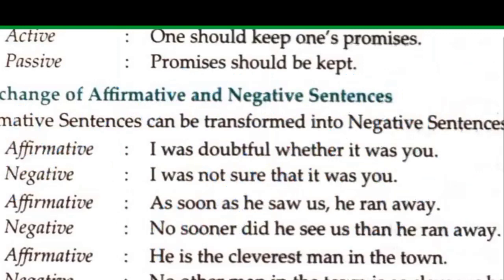Not, then the opposite adjective. Got it? Opposite adjective. Now you see that I was doubtful. What is the opposite of doubtful? Sure. Doubtful's opposite is sure. When I say that I am doubtful, opposite to that I can say that I am sure about it.